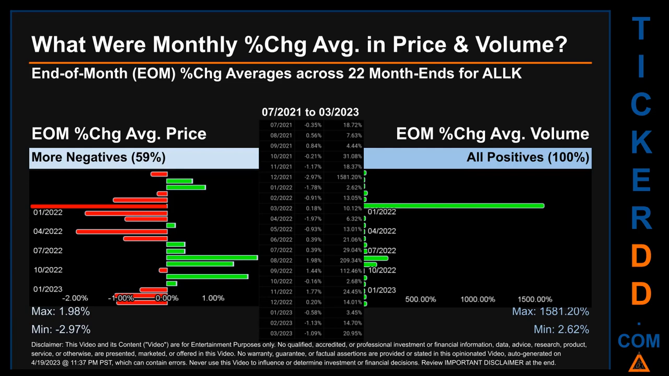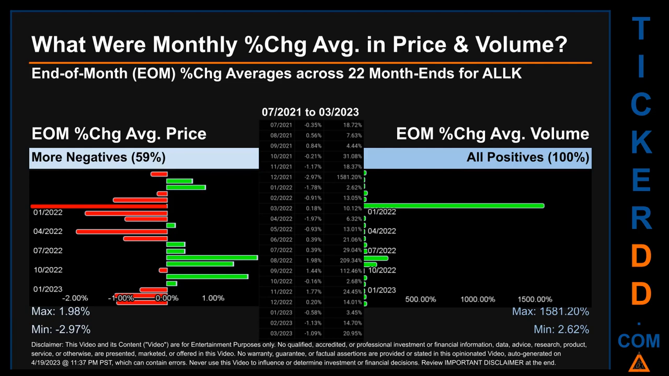What were end-of-month percentage change averages in price and volume for ALLK? The monthly average of percentage change in price and in volume were calculated for each of the 22-month ends. That calculation took daily percentage changes and averaged them for each given month. If a month end came out negative, then it means that the month summarily saw a negative change.